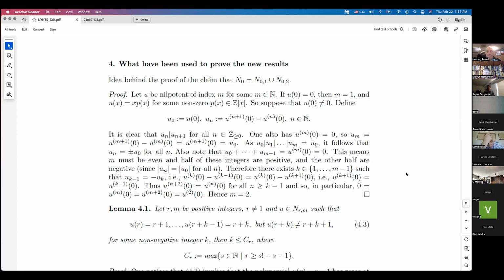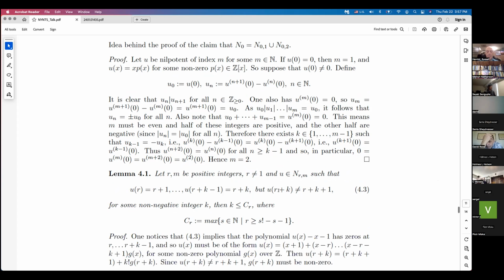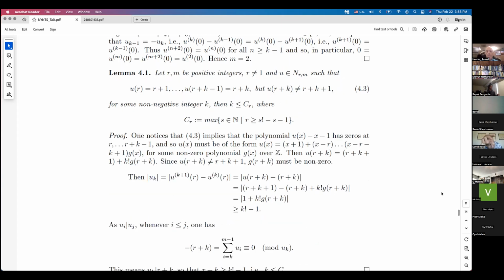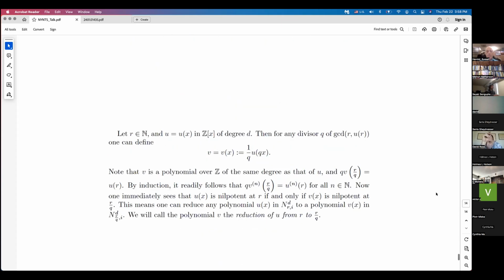I think the idea would be that there's always going to be a prime for which you will get stuck. It is not an answer to your question, but the main reason for this lemma was to understand where this sequence goes up by 1 and then stops: if u of r plus k is not equal to r plus k plus 1 or r plus k minus 1, then we can always reduce these polynomials with the ones that we know. We call this the reduction of polynomials formula.